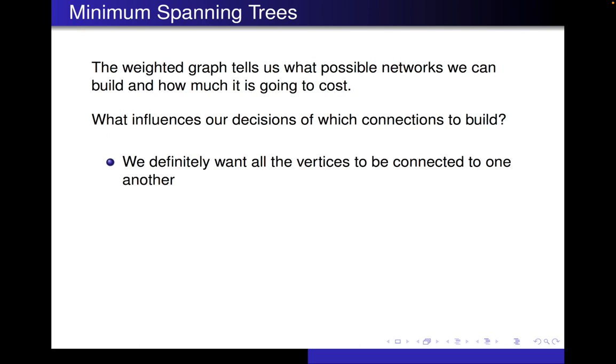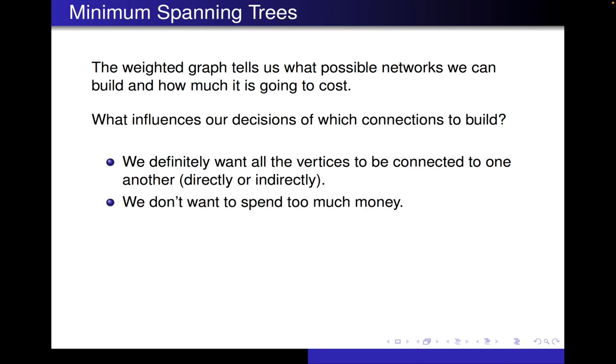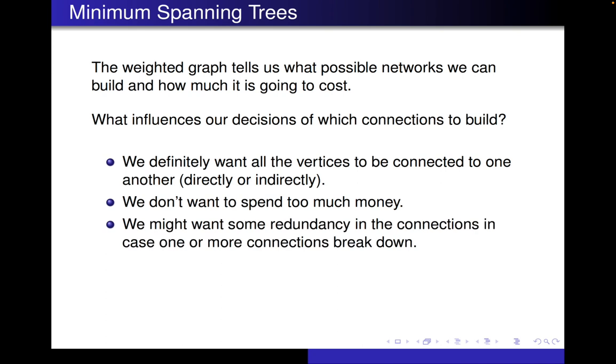So we definitely want all the vertices to be connected to one another. After all, we're creating a network. And these could be directly connected, or indirectly connected is okay too. We also don't want to spend too much money, so we might want to minimize the cost. But on the other hand, we might want to have a little bit of redundancy in the connections in case one of the connections breaks down. We don't want to have a connection break down and completely disconnect our network.